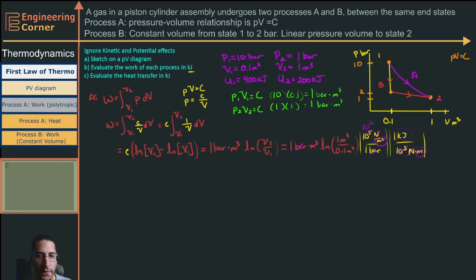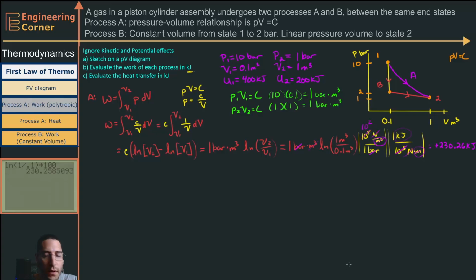So I'll have the natural log of 1 divided by 0.1 and times 100. And we get that this is equal to plus 230.26 kilojoules. Okay. So now we figured out what the work was. The work is 230.26 kilojoules. It's positive, so that means our system is doing that work.